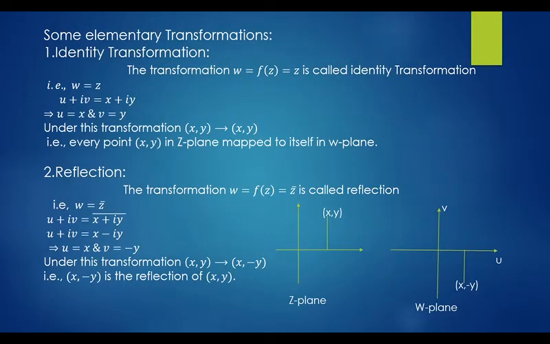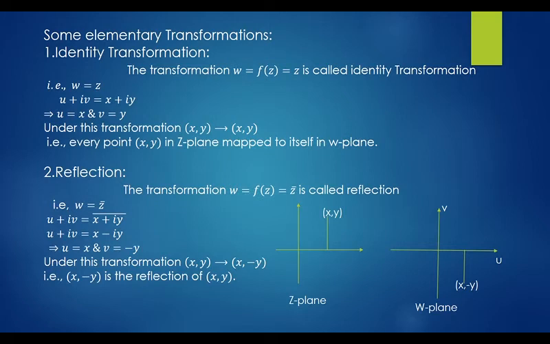Hello students, let us discuss some elementary transformations in complex analysis. The first one is identity transformation. The transformation W equals f of z, which is defined to be z itself, is called identity transformation. Take W equals z. That means if you give z in the z plane, after transformation you get z itself in the W plane.